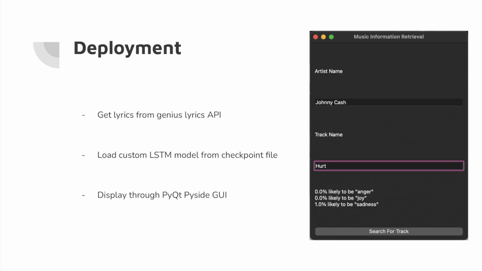Next is the final stage of the project, deployment. For this, I've created a basic demo of an application that could utilize the networks I've trained. This app presents the user with a basic front end developed using PyQt PySide 6. Through this GUI, you can search for a track and artist.